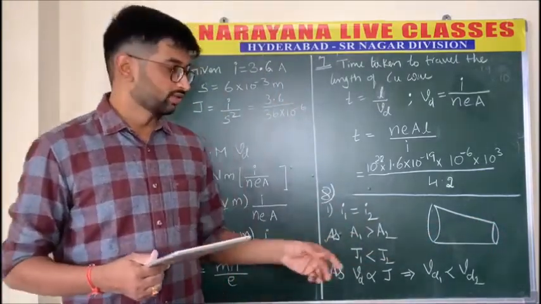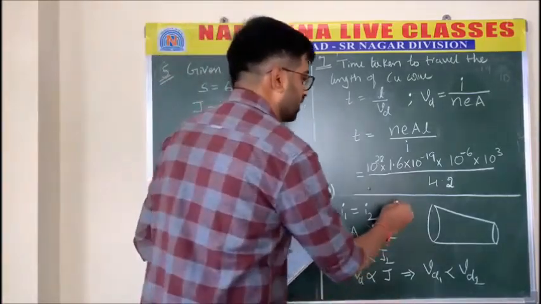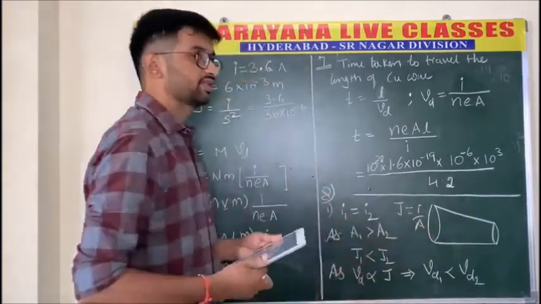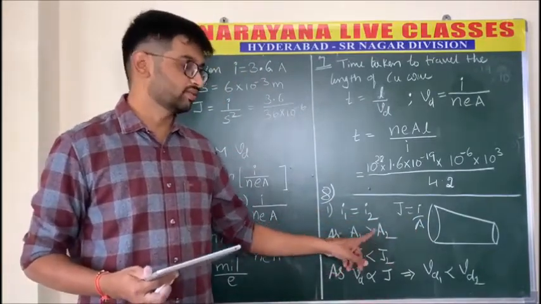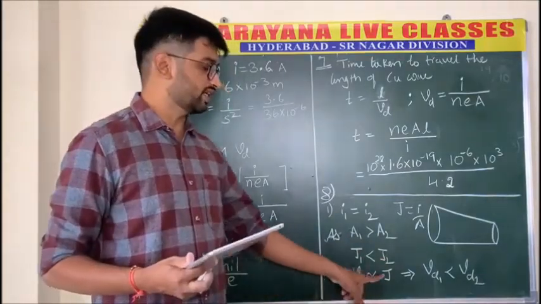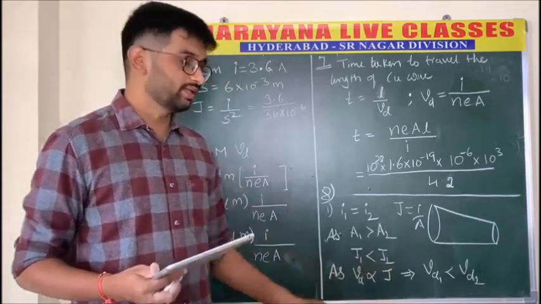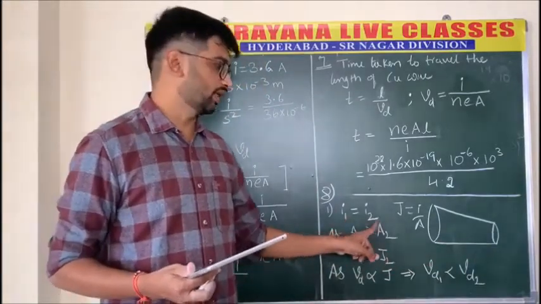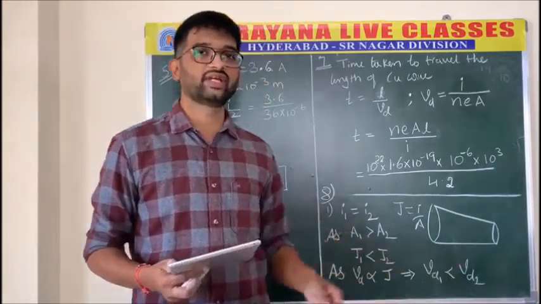But from the diagram, here A1 is greater than A2, and it is also known that J is equal to I by A. As I is constant, J is inversely proportional to the area of cross section. As A1 is greater than A2, it implies J1 will be less than J2. And it is also known that drift velocity is directly proportional to J, and as J1 is less than J2, it implies Vd1 will be less than Vd2. So I1 equals I2, J1 less than J2, and Vd1 less than Vd2.